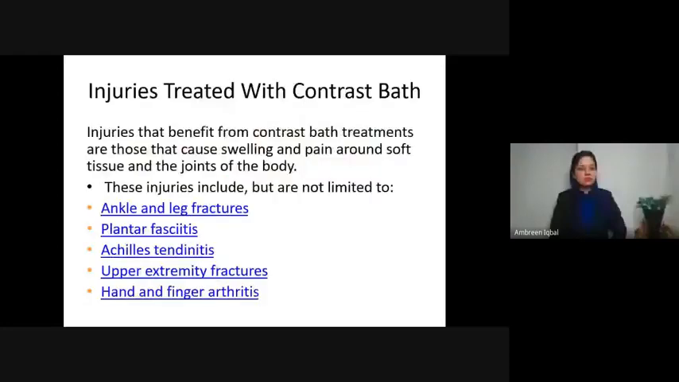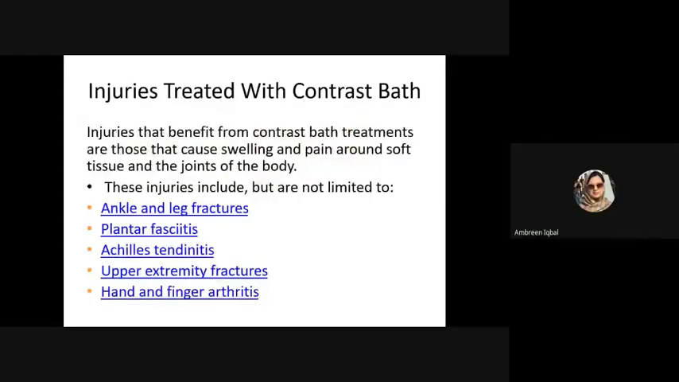Let me tell you some injuries that are treated with the contrast bath. Especially those injuries which have swelling and pain around the soft tissues and joints of the body are treated very well with this contrast bath, like ankle and leg fractures, plantar fasciitis, Achilles tendinitis, upper extremity fractures, and hand and finger arthritis. They are well treated with this.